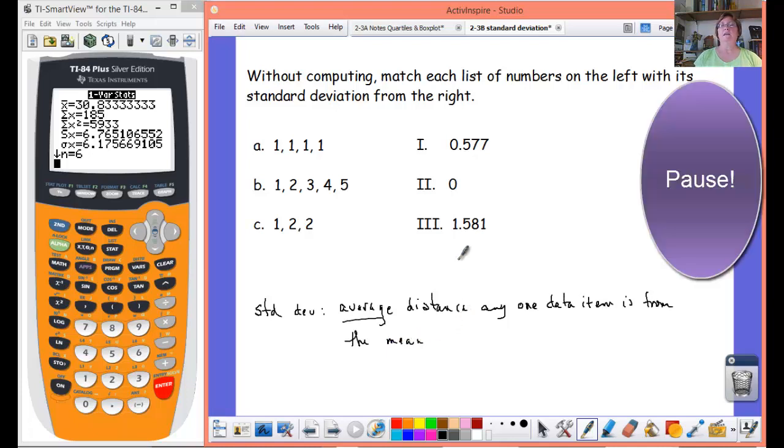And keeping that in mind, I'd like to have you try this. Take a look at the data sets here. Thinking about average distance from the mean, let's match them up with their correct standard deviations over here. Will you pause the video and do that right now?